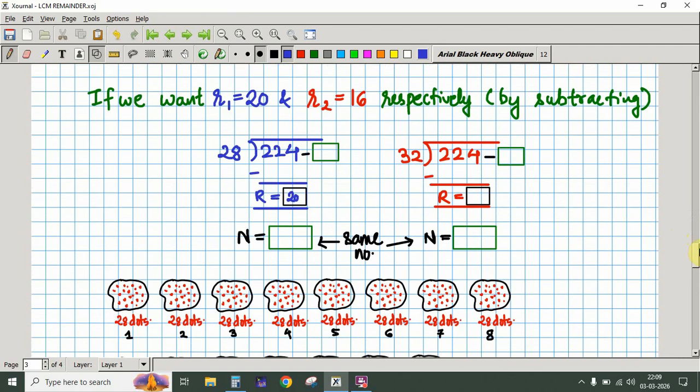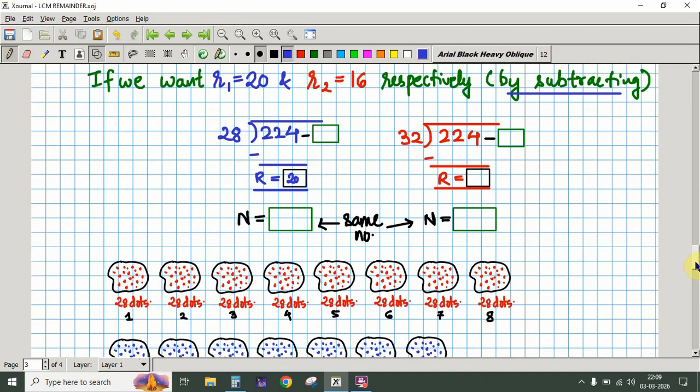One more explanation. Now we have two different remainders, and the method is by subtracting. I want 20 in one division and 16 in the other one. So tell me, here the last set contains 28, but you want only 20. So these are the 20 dots. How many are you removing? You want 20, so how many will you remove? 28 minus 20. So you will remove 8. Okay. So 28 minus remainder. You have to remove this.